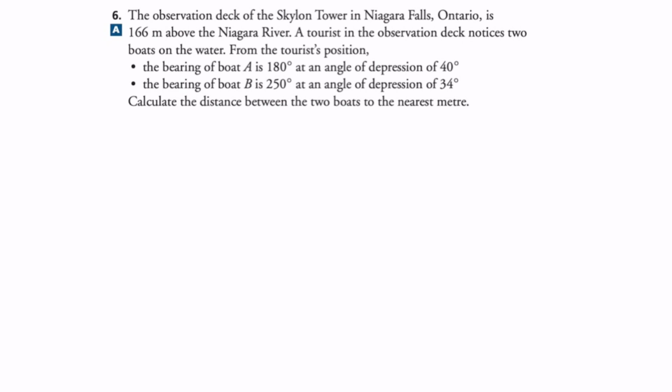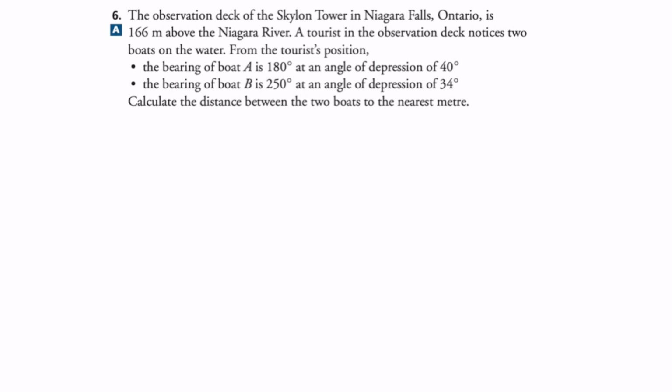Niagara River. A tourist in the observation deck notices two boats on the water. From the tourist's position, the bearing of boat A is 180 degrees at an angle of depression of 40 degrees. The bearing of boat B is 250 degrees at an angle of depression of 34 degrees. Calculate the distance between the two boats to the nearest meter.